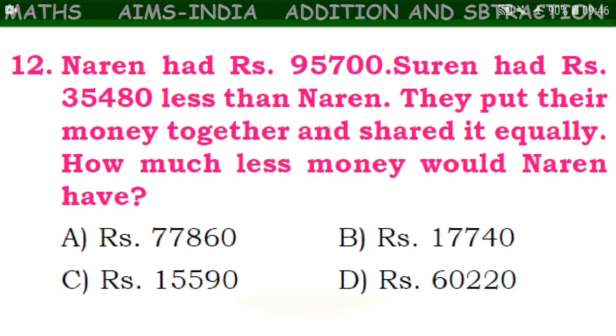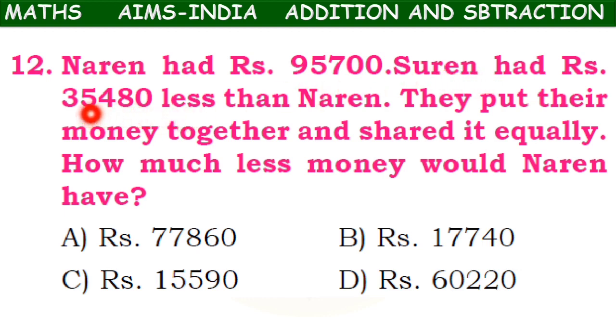Moving on to question number 12. Naren had 95,700 rupees. Suren had 35,480 less than Naren. They put their money together and shared it equally. Now, how to find out this, children? To find out this, first let us find out how much money Suren has.